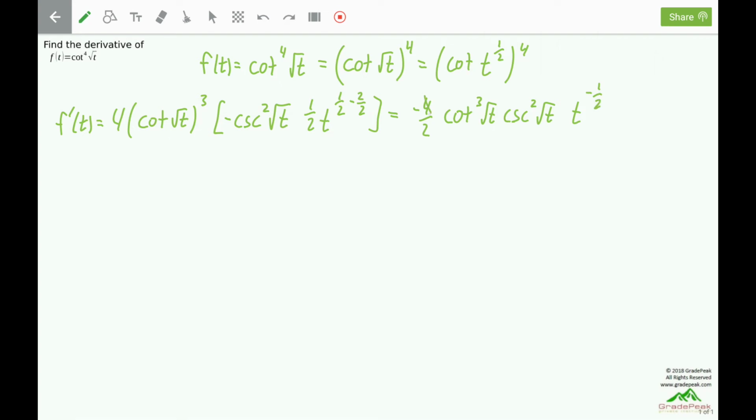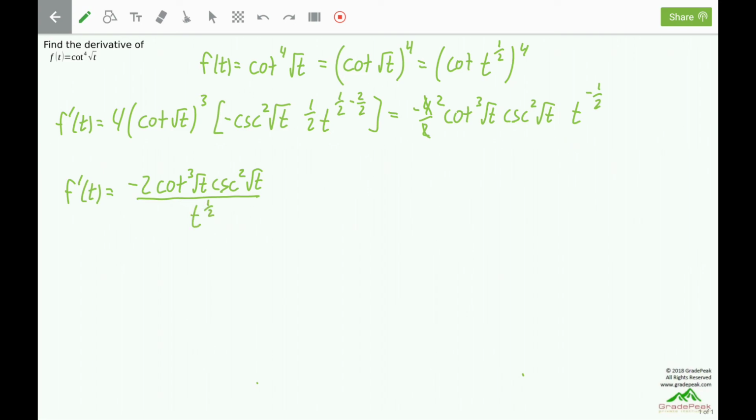Now back out front, the 4 and the 2 can cancel down to a negative 2. So my f prime of t now is a negative 2 cotangent cubed of square root of t, cosecant squared of the square root of t, and then I have a t to the negative 1/2. Well, that means to move it to the denominator of the expression and call it positive 1/2.